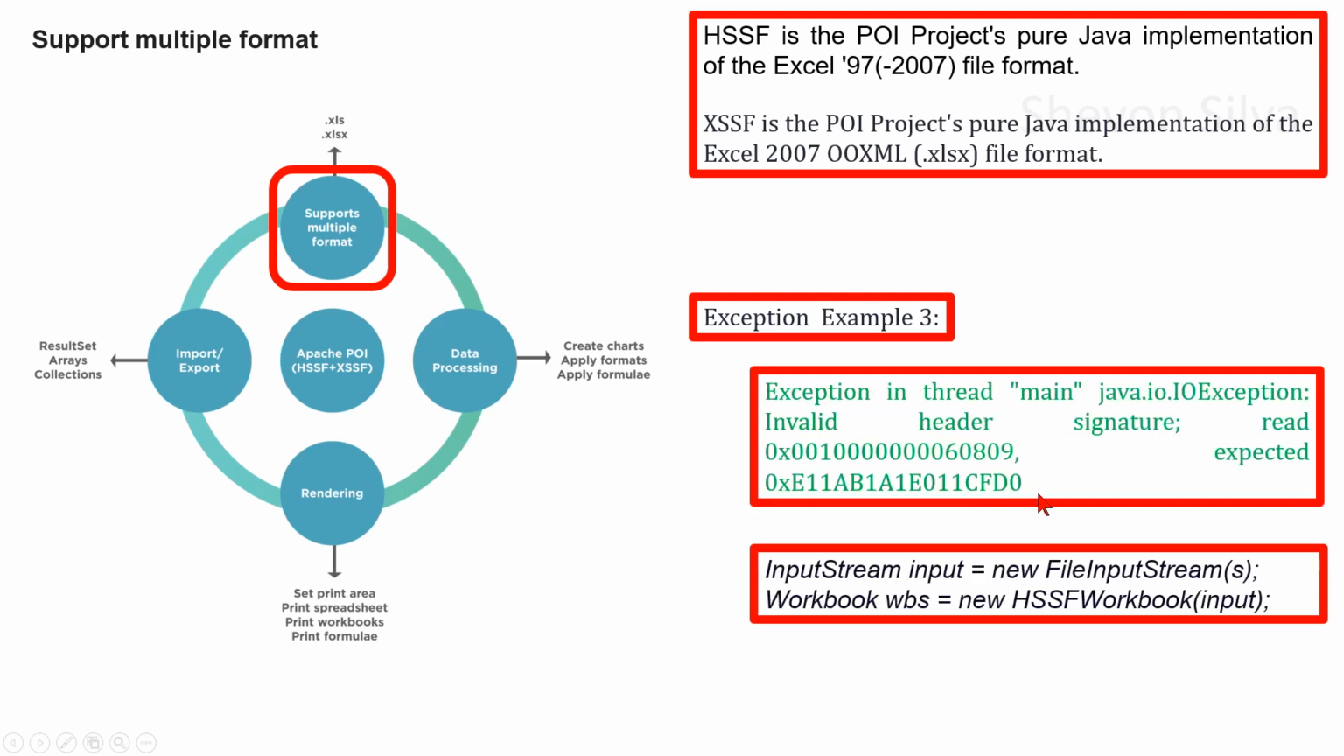As an exception example 3, we can consider this exception: in thread main java.io.IOException: Invalid header signature; read 0x001000000600809, expected 0xe11ab1a1e011cfd0. This error occurred during the execution of these statements.